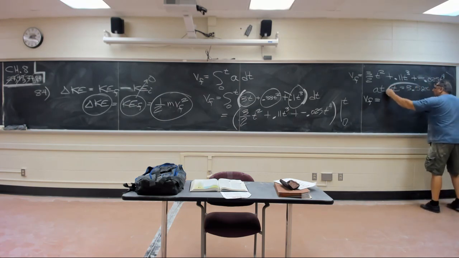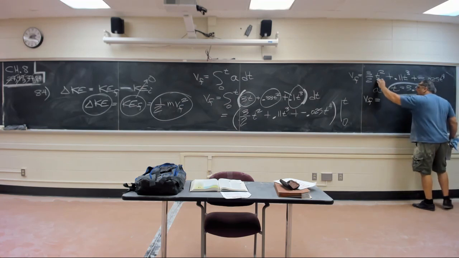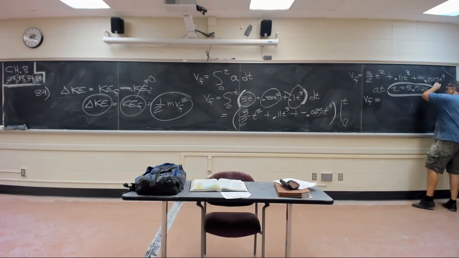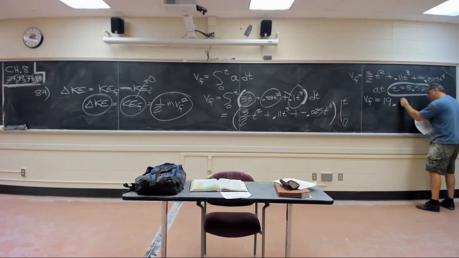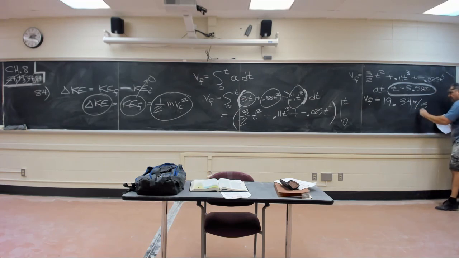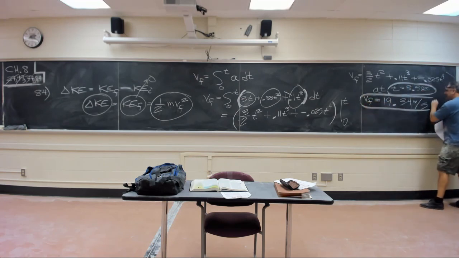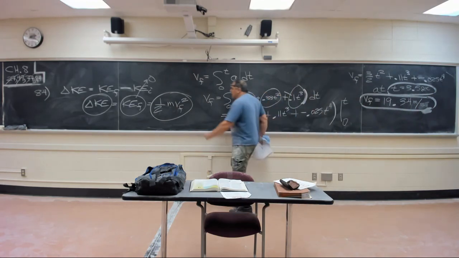Put t equals 3.5 seconds. Put t equals 3.5 seconds in place of t right here, here, and here. See what it gives you. After 3.5 seconds, this is how fast it's going after 3.5 seconds. Great. The rest is right here, you guys.